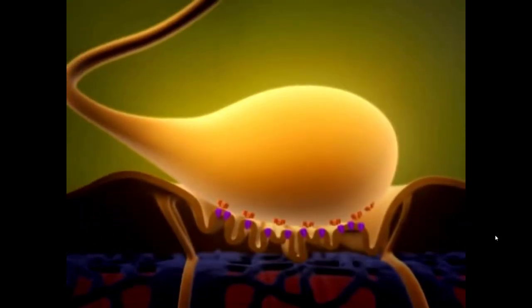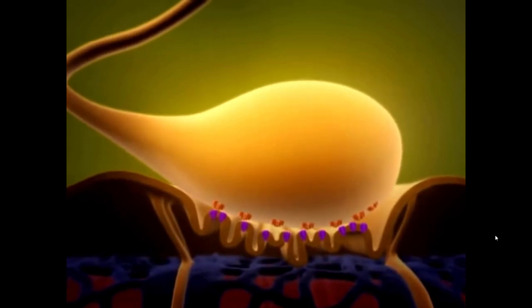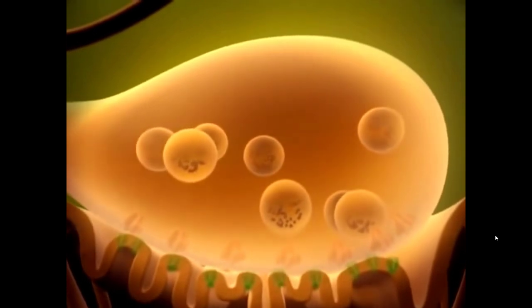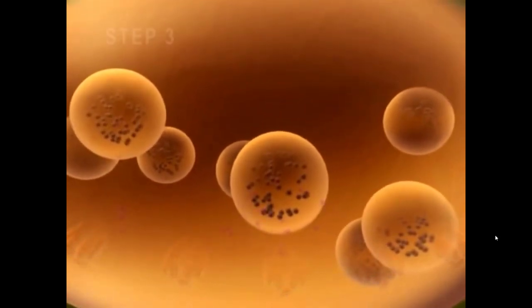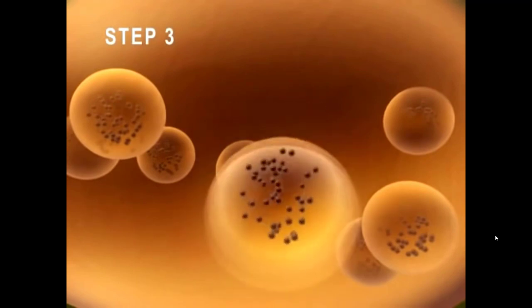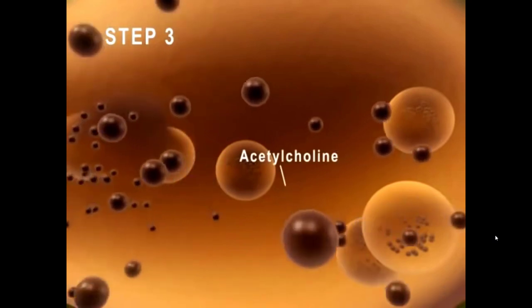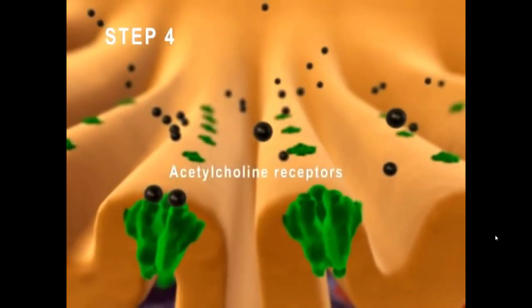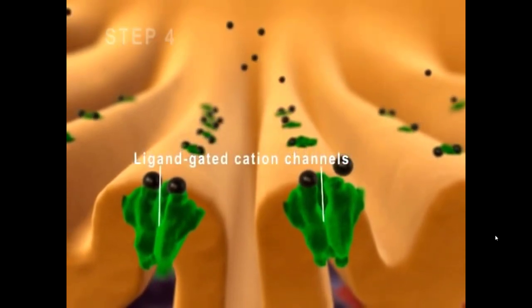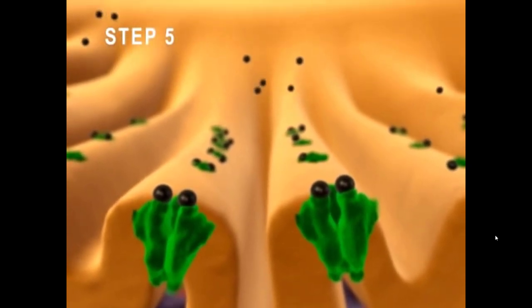The events at the neuromuscular junction occur in seven coordinated steps. Step 1. An action potential travels the length of the axon of a motor neuron to an axon terminal. Step 2. Voltage-gated calcium channels open and calcium ions diffuse into the terminal. Step 3. Calcium entry causes synaptic vesicles to release acetylcholine via exocytosis. Step 4. Acetylcholine diffuses across the synaptic cleft and binds to acetylcholine receptors, which contain ligand-gated cation channels. Step 5. These ligand-gated cation channels open.